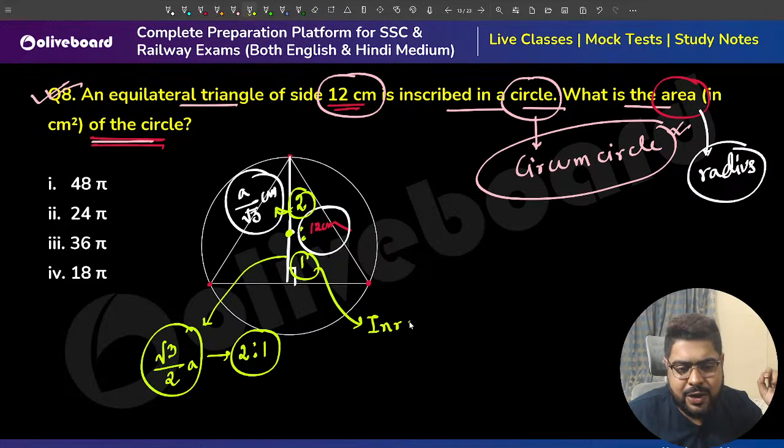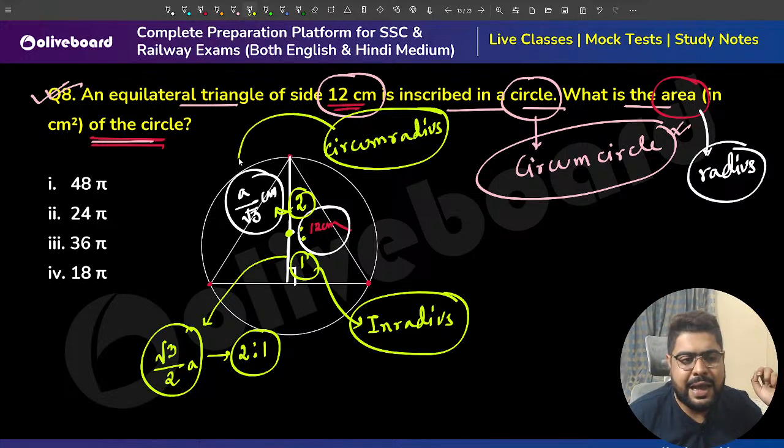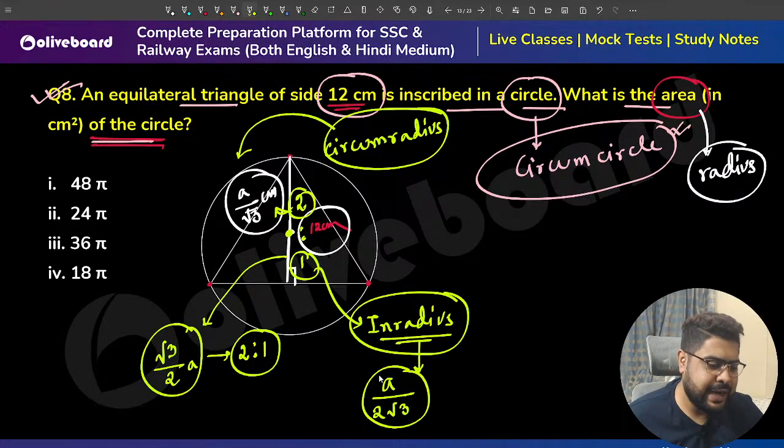Please remember this as well. This is your inradius, the lower part, and this is your circumradius. And you see this is 2:1, meaning inradius will be half of this, so it becomes a/2√3. So now I know the radius.